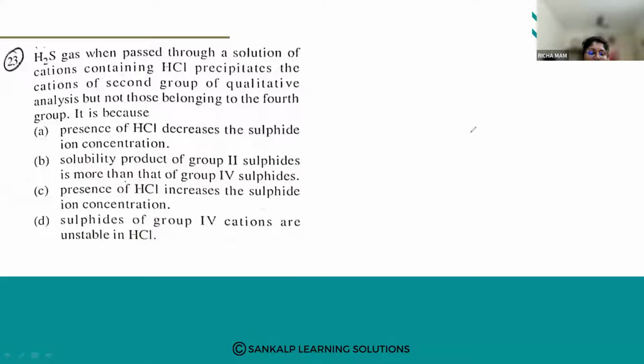Why? What is the reason? For the fourth group, higher sulfide ions are required. When you add HCl, the dissociation of H2S decreases, so the amount of sulfide ion produced will be less, due to the common ion effect. This is sufficient for the second group to get precipitated. So what is the answer? A. Presence of HCl will decrease the sulfide ion concentration.